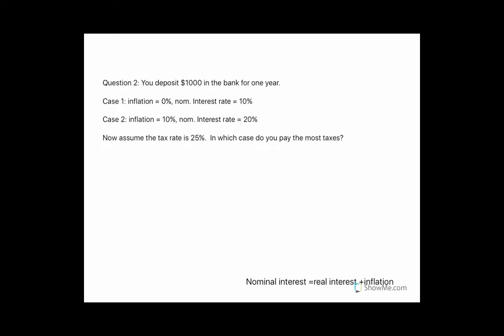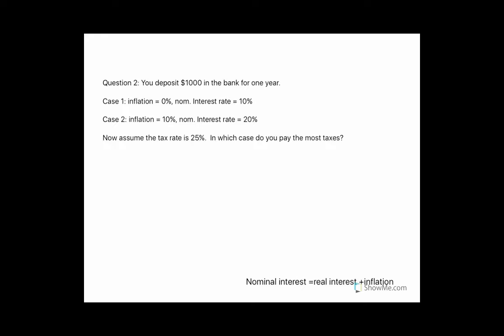So in the last video, we found that even though these two cases have different nominal interest rates, they have the same real interest rate of 10%. Now we're being asked, if there's a tax rate of 25%, in which of these two cases do you pay the most taxes, even though they have the same real interest rate? So what you do is you find out what your nominal return on this investment is.